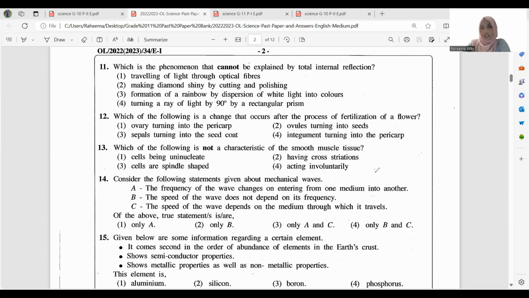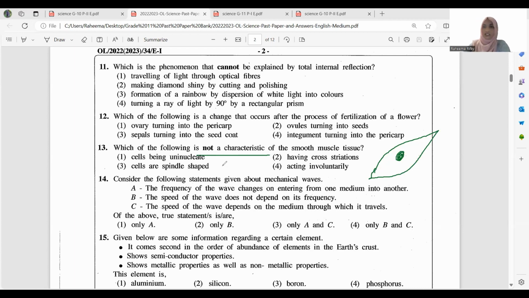If I draw the smooth muscle tissue, normally we draw like this. This shape is a spindle shape, and they are uninucleate. That means they have one nucleus inside, and the surface is plain. No striations, nothing else there. And they are involuntarily active. We can't think and act. That means they are not voluntarily active. They are involuntary. So according to that, they are asking which is not a characteristic of the smooth muscle tissue.